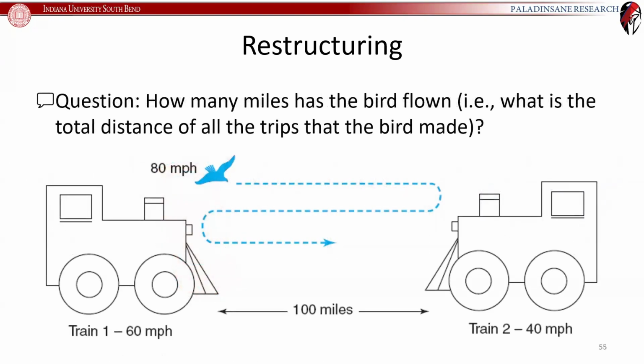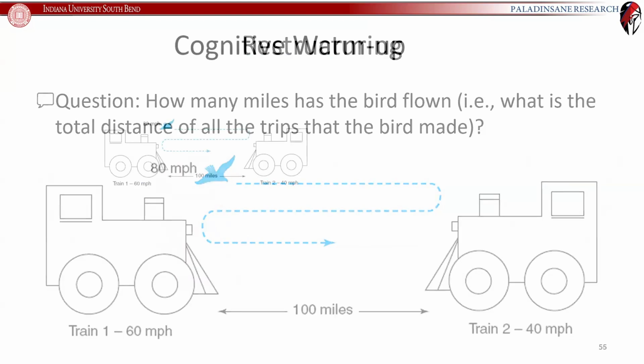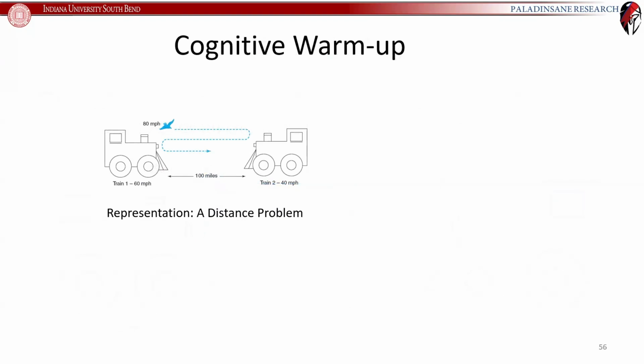And as was brought up, this is exactly what we saw back at the beginning of the course when we took a look at the train problem in terms of how many miles has the bird flown by the time the two trains collided. And as you recall, if you represented that problem as a distance problem, that made it near impossible. That was the wrong representation. And if you found yourself in that representation, then you would be unable to solve this problem.